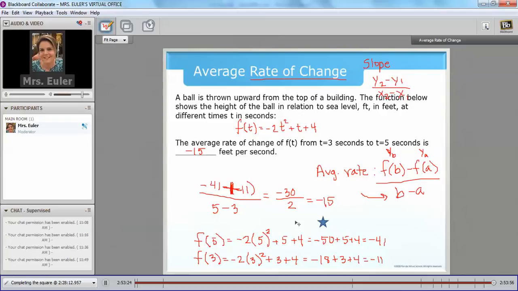Alright, so one more time. You're going to take the numbers that they give you and plug them into the function. That's where you get those top numbers. Plug them into the function to get the top numbers for your formula. And then the bottom numbers are simply the numbers you plugged in, the 5 and the 3 in this case.